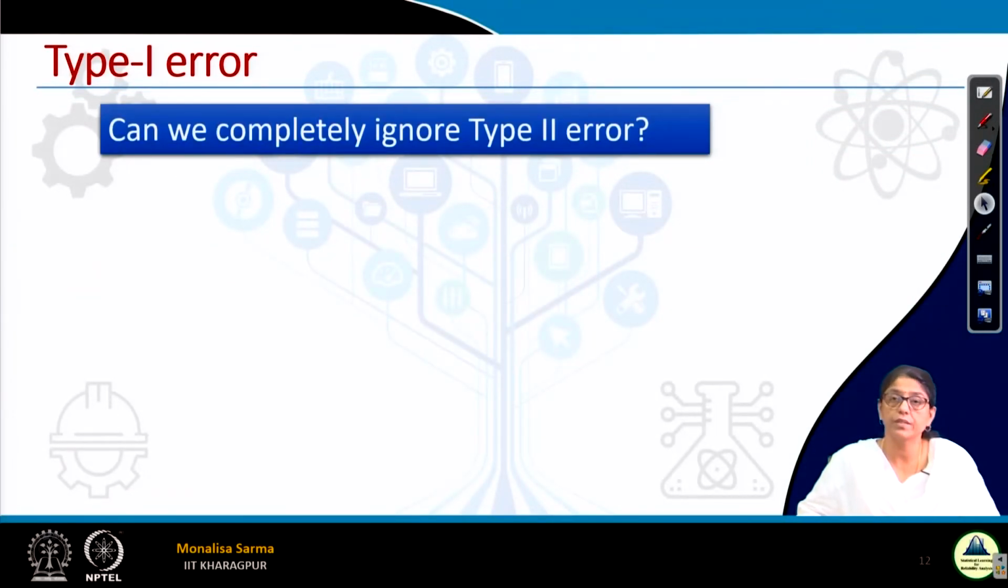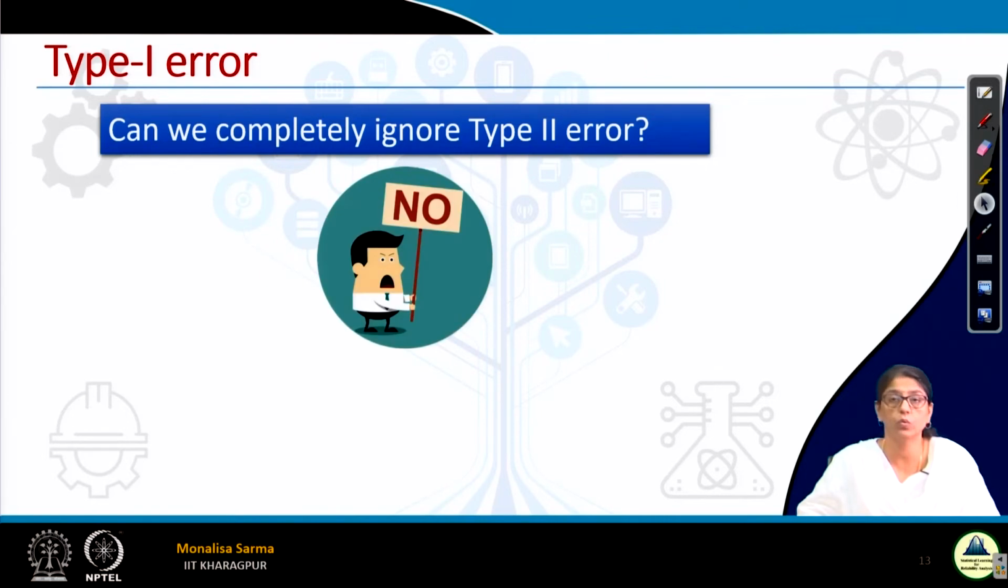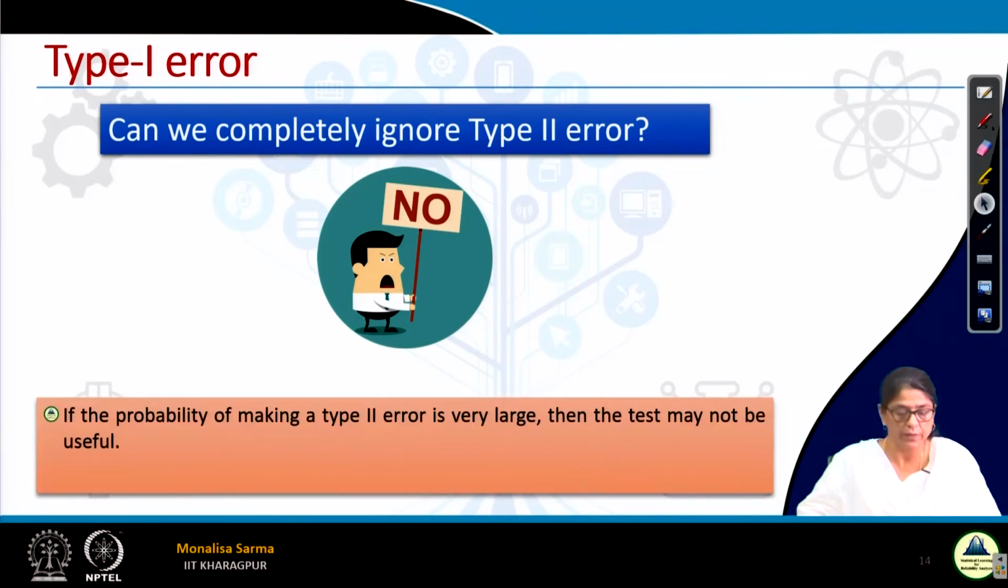So now the question is, can we completely ignore type 2 error? Now in the second question, we have selected a very, very small type 1 error. That means our type 2 error will become very big. So is it that we can completely ignore type 2 error? No, we cannot ignore it, but there is a twist to it. We will see how.